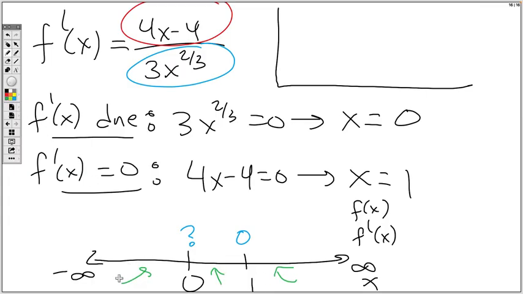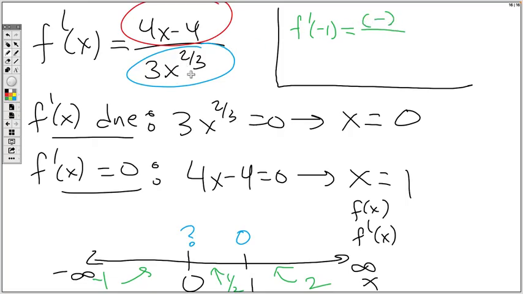What's your favorite number to plug in less than 0? Negative 1. What's your favorite number to plug in between 0 and 1? A half. Favorite number bigger than 1? 2. Now once again, we're not concerned with the actual value of what happens when you plug it in. We just need to know if it's positive or negative. So let's look at f prime of negative 1. The numerator is going to give you what kind of number?